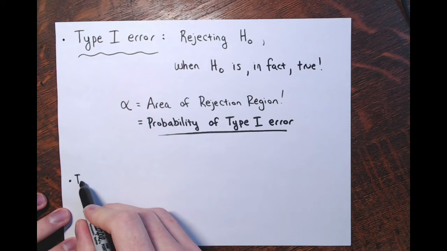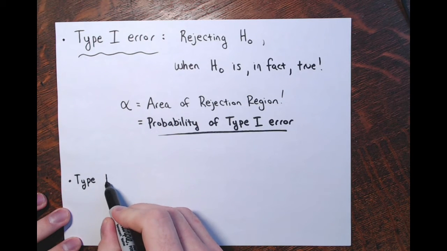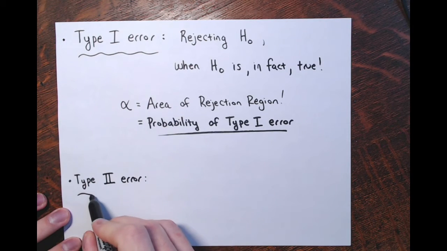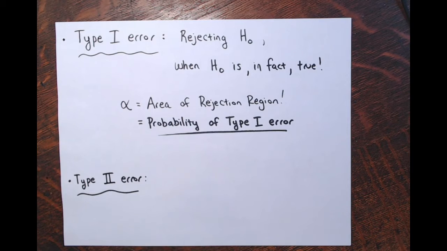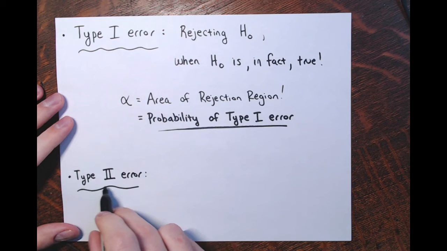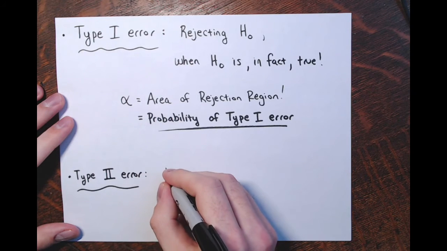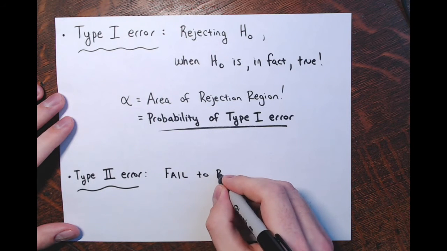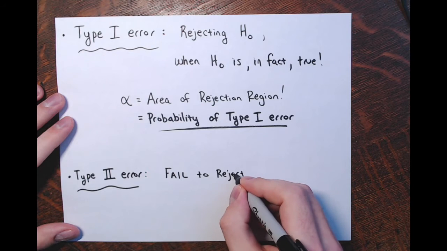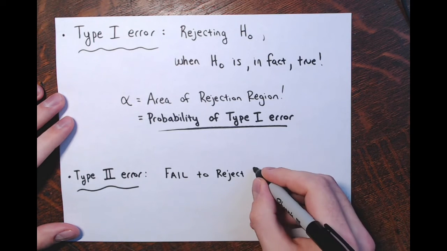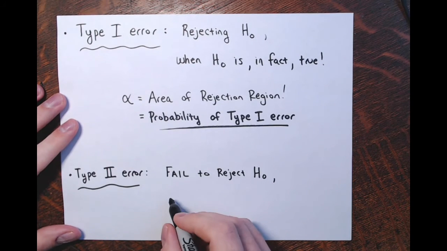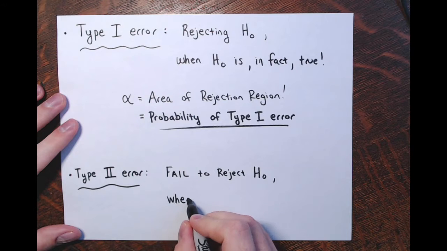Now a type 2 error. This is something new. Again, it's an error, a mistake that you could possibly make when performing a hypothesis test. The type 2 error is you fail to reject the null hypothesis, but you should have. You fail to reject the null hypothesis when the null hypothesis was false.